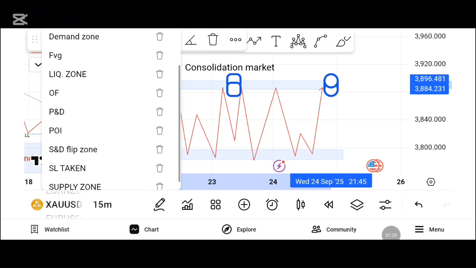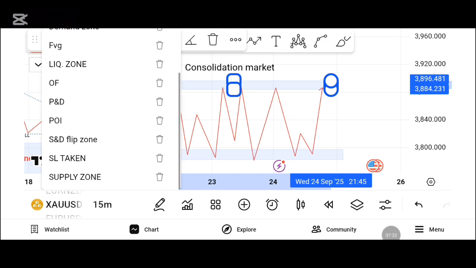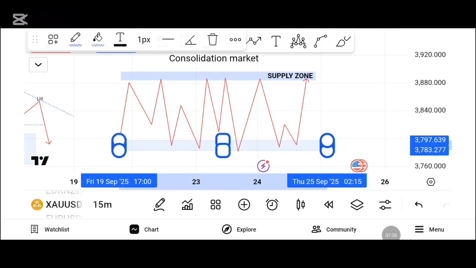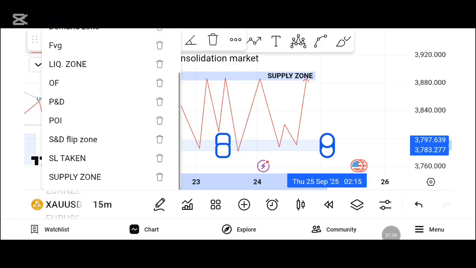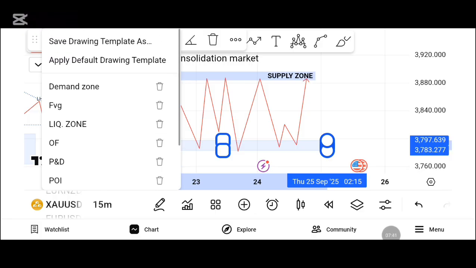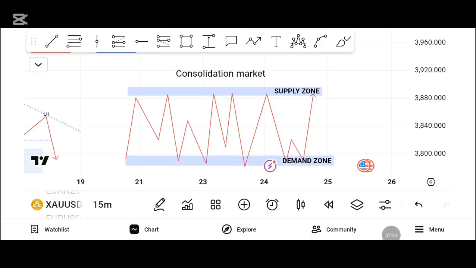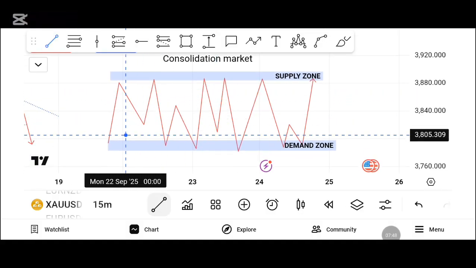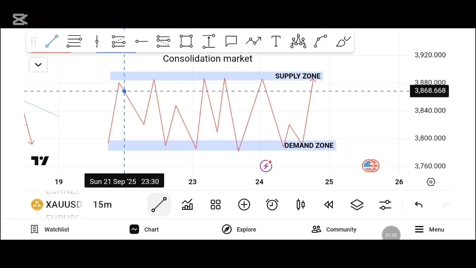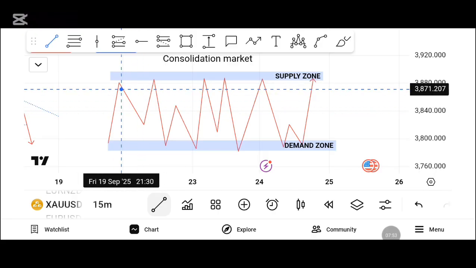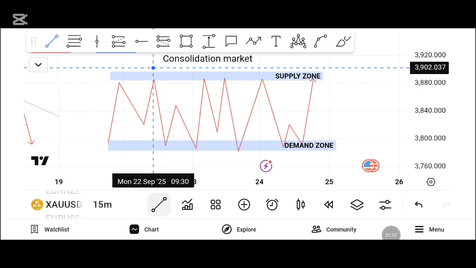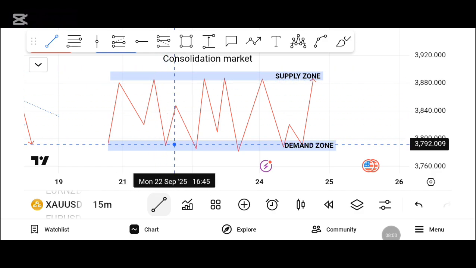Let me see if I can label it. Yeah, this is your supply zone, alright? And this is your demand zone. So when price comes to your supply zone, you can see that it didn't mitigate it here. Push it here, you are expected to sell, alright? And when price comes to your demand zone, you are expected to buy.